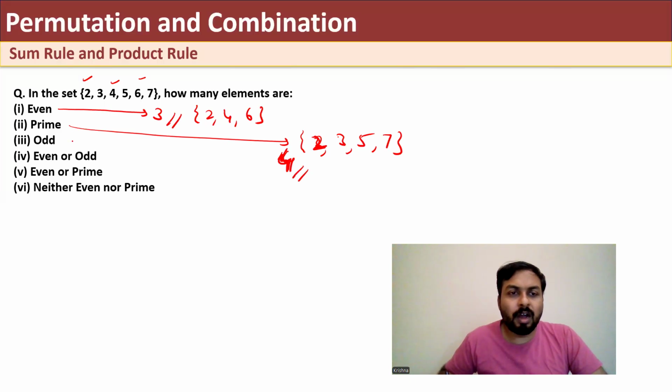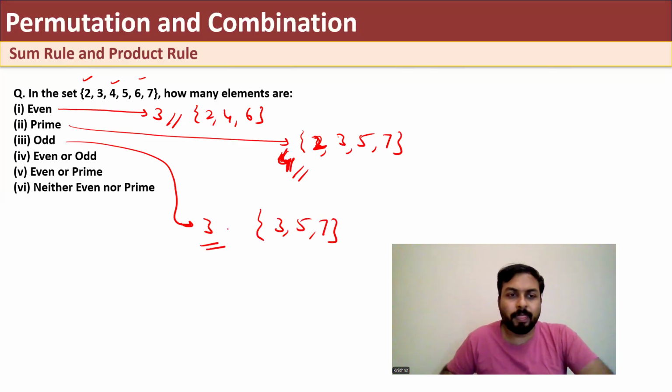Okay. How many are odd numbers in this set? What are odd numbers? 3, 5, and 7. So you have 3 odd numbers. Okay. Now, let's see this question. How many are even or odd in this set? So tell me, even or odd, is it not a disjoint set?